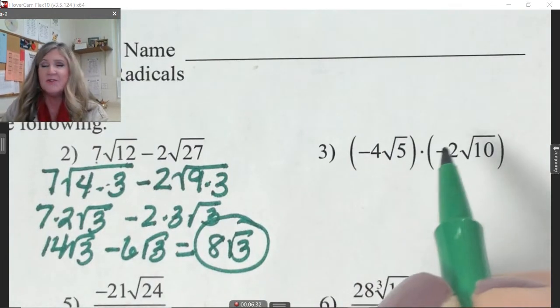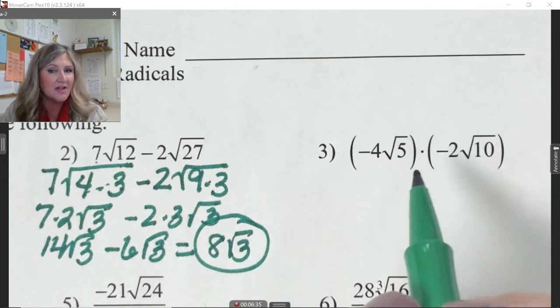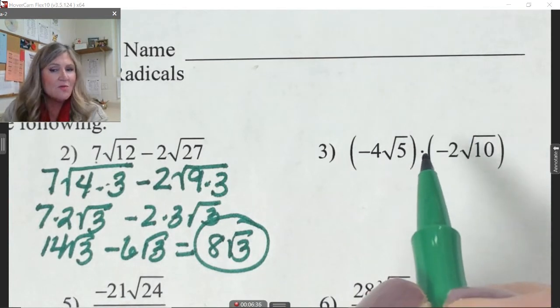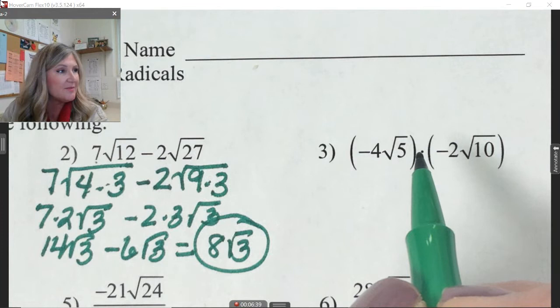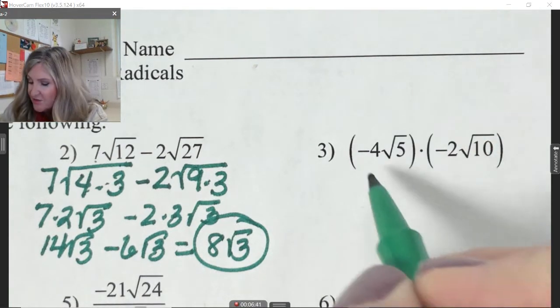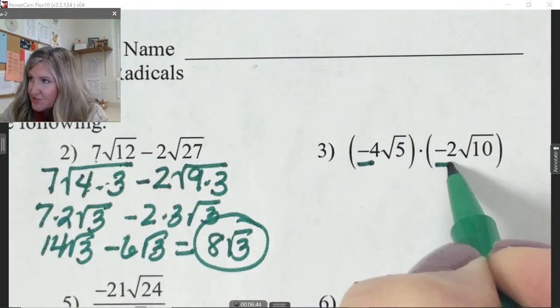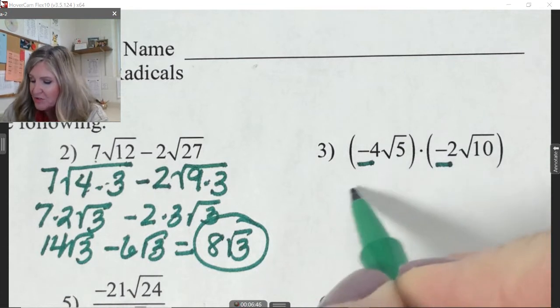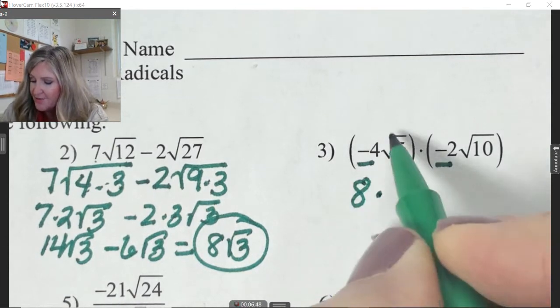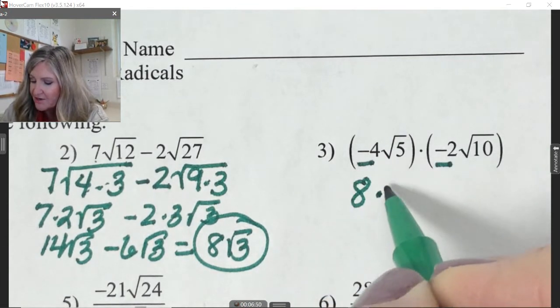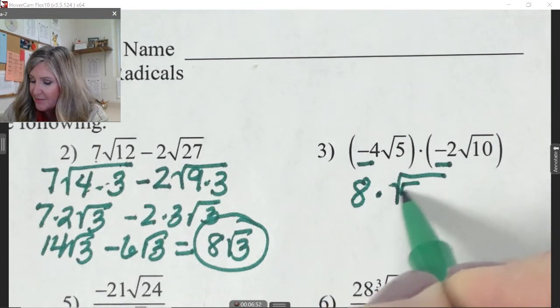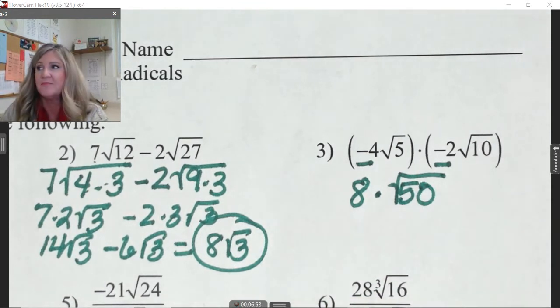All right, completely different problem now, multiplying. When we're multiplying, we multiply the parts that are alike. So this negative 4 and negative 2 are alike. When I multiply them, I get 8. The radical 5 and the radical 10 are alike. When I multiply them, I get radical 50.